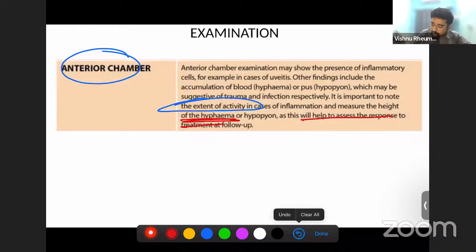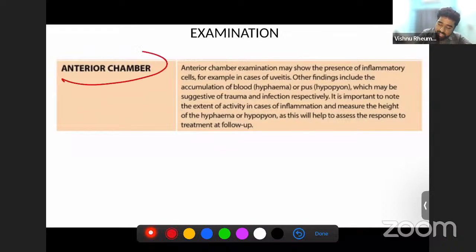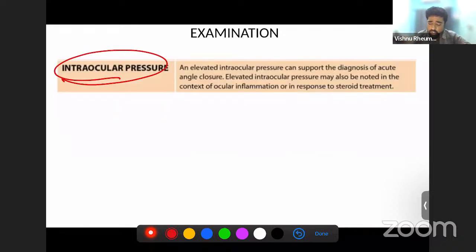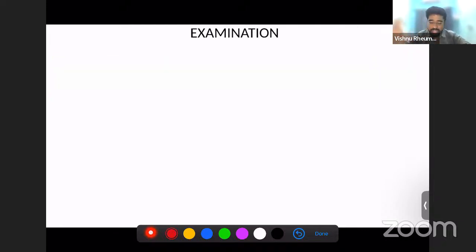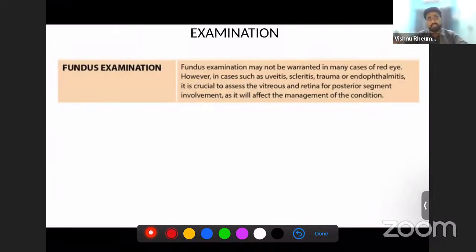Anterior chamber, we mainly talked about hyphema and hypopyon, and these are basically complications associated with your uveitis. Intraocular pressure is not something that I would advise you to go very deep into. Once you have any particular sign or signal that this can be glaucoma, directly refer to an ophthalmologist. Fundus examination is something that you would know as and when you see patients of your hypertension, etc.